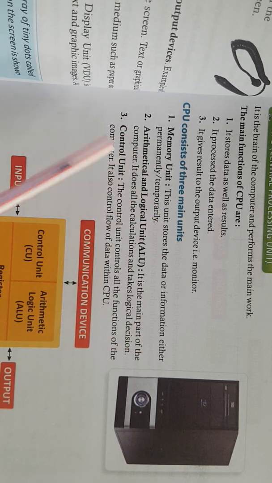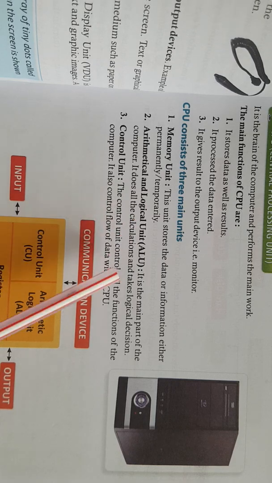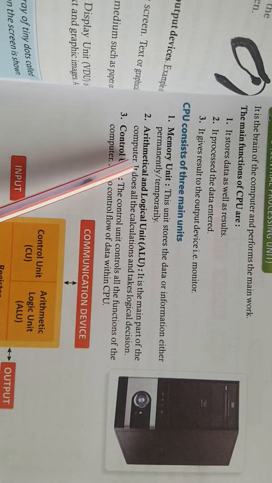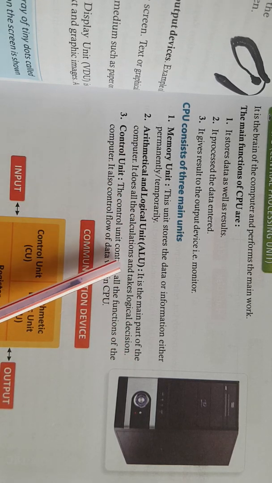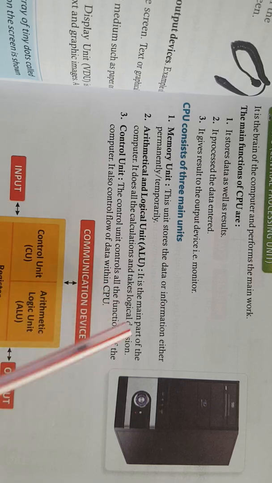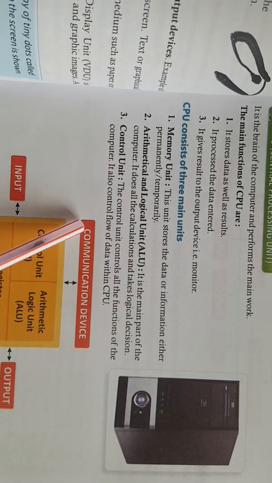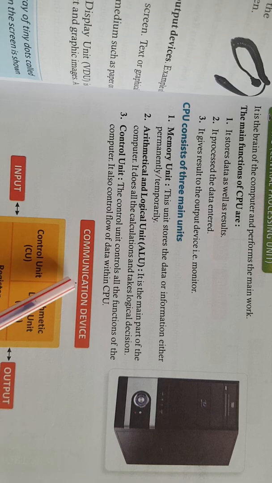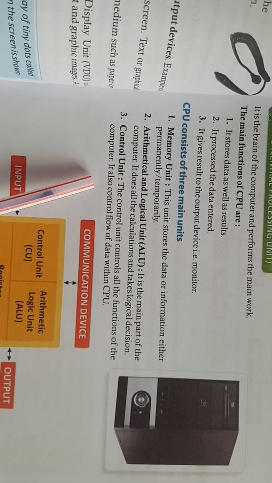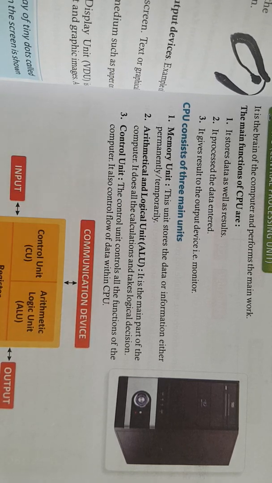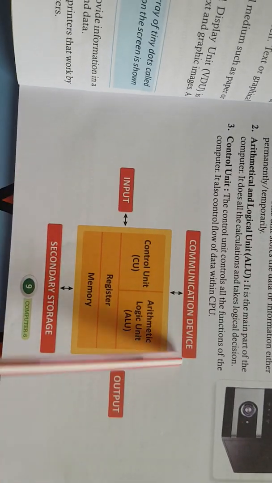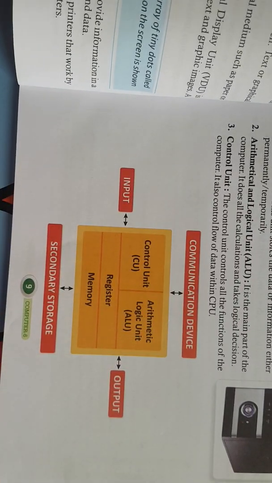Second is the arithmetic and logical unit, ALU. It is the main part of the computer. It does all the calculations and takes logical decisions. Third, control unit. The control unit controls all the functions of the computer. It also controls the flow of data within the CPU. This is the flow chart of the computer.